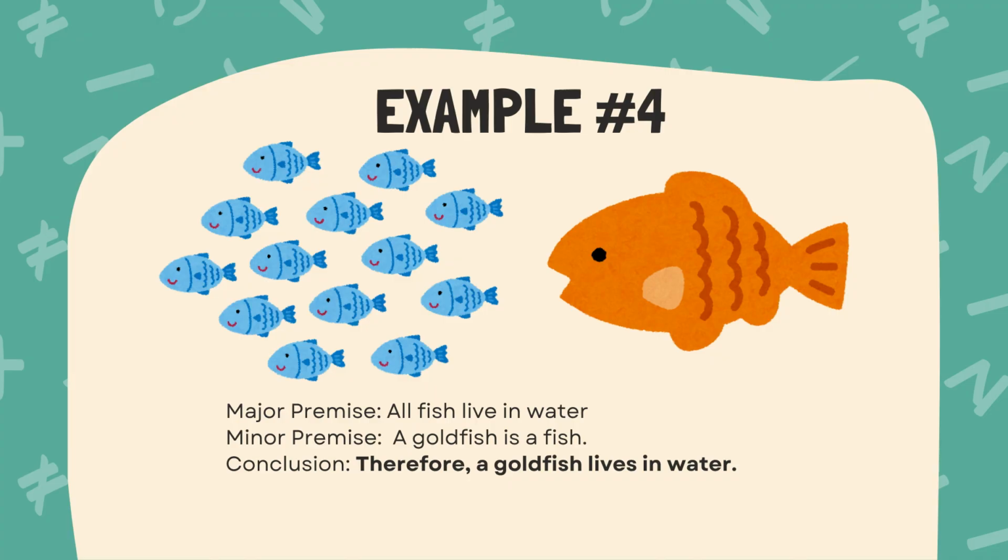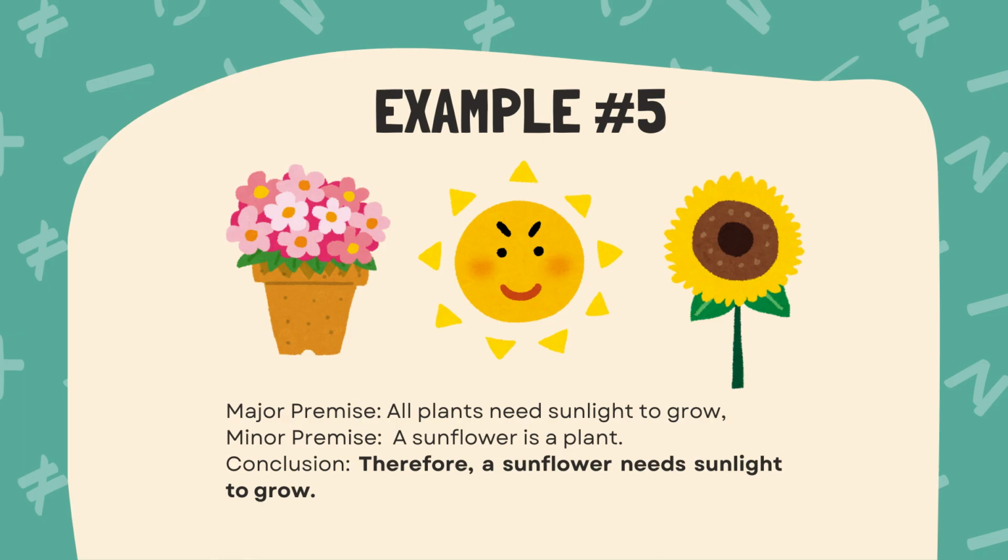Example number 4. First, the major premise: all fish live in water. Second, the minor premise: a goldfish is a fish. And the conclusion is, therefore, a goldfish lives in water. Goldfish are part of the larger group called fish, and since all fish live in water, goldfish must live in water too.